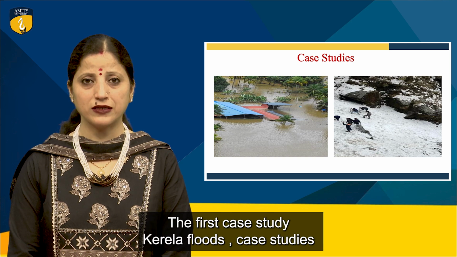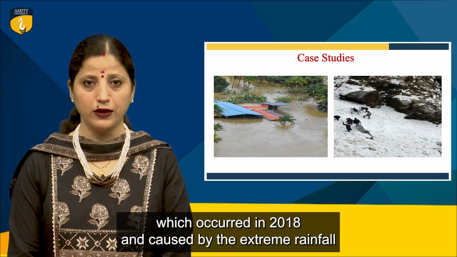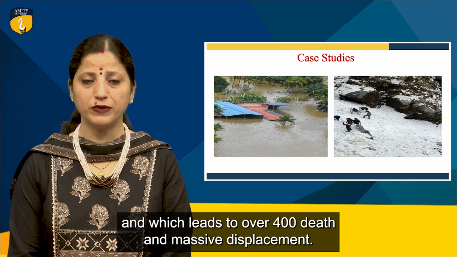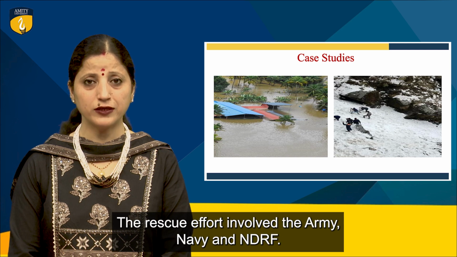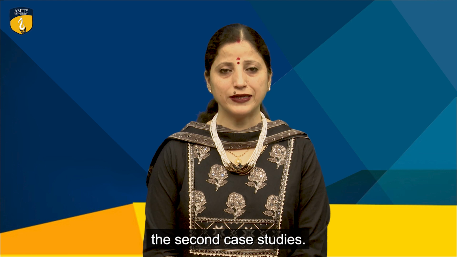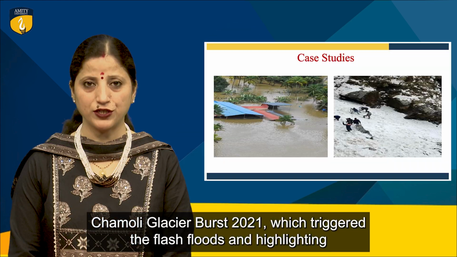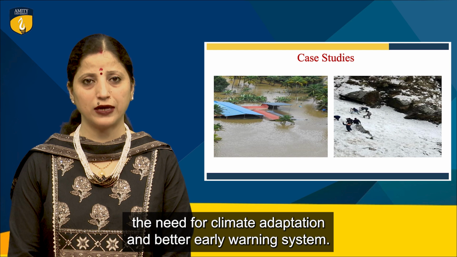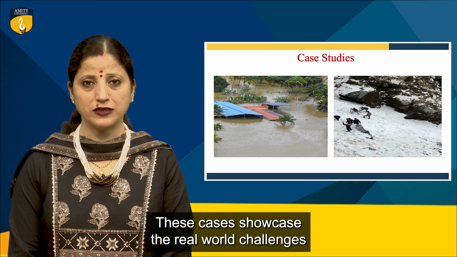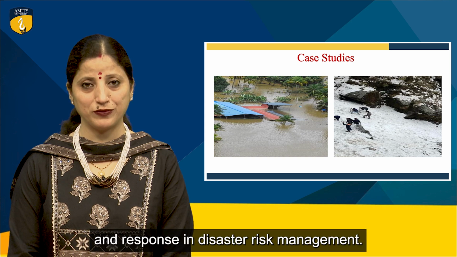The first case study is the Kerala flood, which occurred in 2018 and was caused by extreme rainfall, which led to over 400 deaths and massive displacements. The rescue efforts involved the Army, Navy and NDRF. The second case study is the Chamoli Glacier Burst 2021, which triggered flash floods and highlighted the need for climate adaptation and better early warning systems. These cases showcase the real-world challenges and responses in disaster risk management.